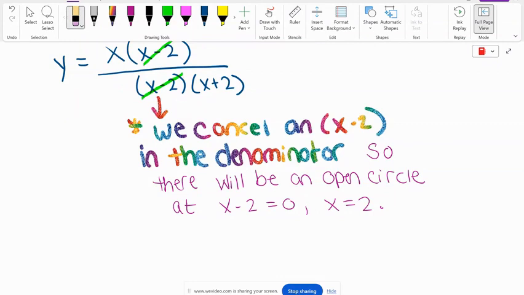So if it doesn't cancel out, we just do it normal? If it doesn't cancel out, that means we'll have an asymptote, right? But if it does cancel out, that means we're going to have an open circle.